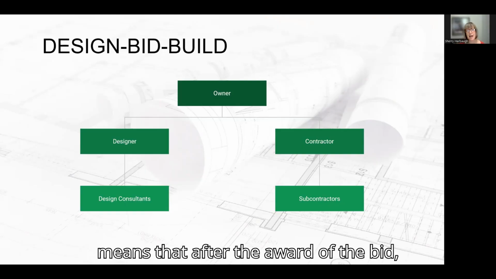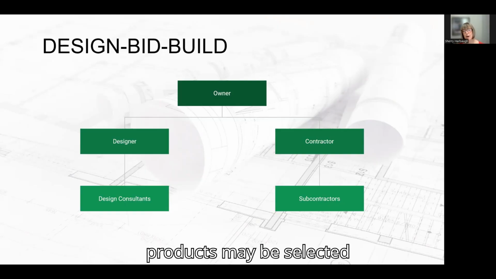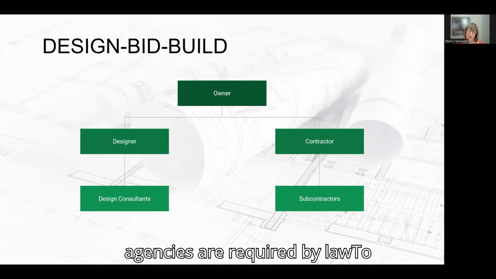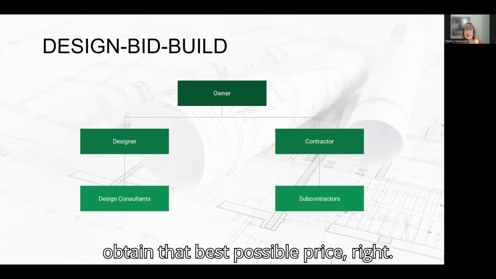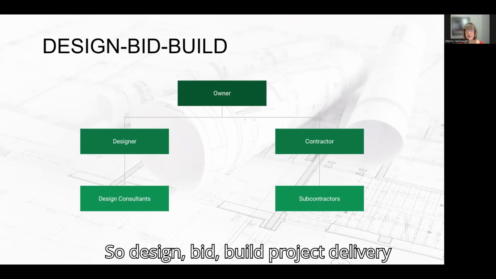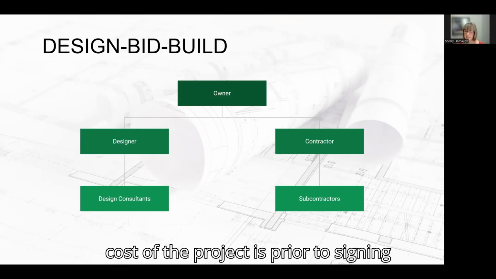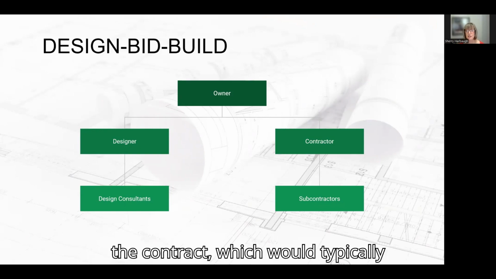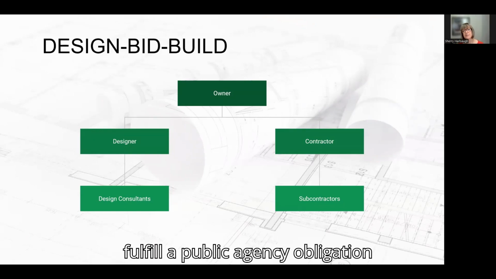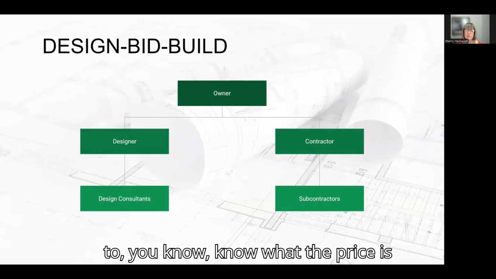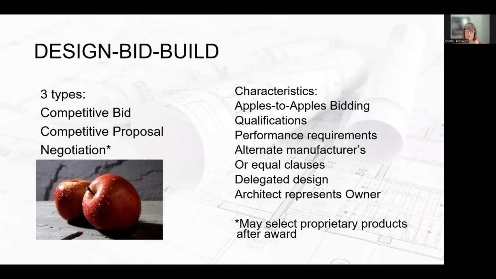So this means that after the award of the bid, products may be selected proprietarily. Public agencies are required by law to obtain that best possible price, right? So the design, bid, build project delivery method requires that you know what the cost of the project is prior to signing the contract, which would typically fulfill a public agency obligation to know what the price is before agreeing to work.